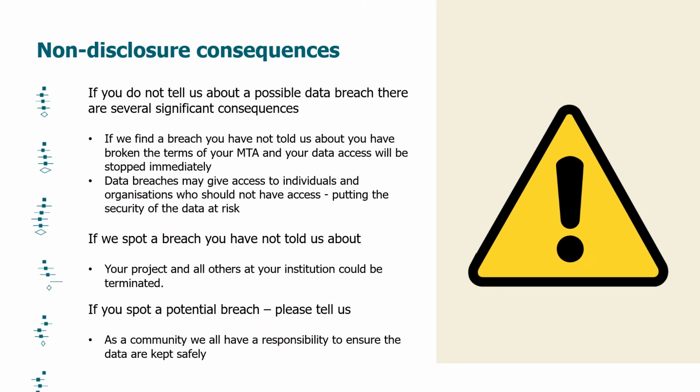Not disclosing a potential data security breach has a number of consequences. If we find them without prior disclosure from you, this is classed as a breach of your MTA, and this could result in the termination of your project and other projects at your institute. This is important because our participants' data is precious, and actions such as these may result in the potential for misuse of the data by individuals or organizations who should not have access to this data. We have systems in place that are checking code repositories constantly for potential data breaches. If you want to share something to your repository and you are unsure if it is appropriate to share, get in contact with us and we can help you decide how best to include it.